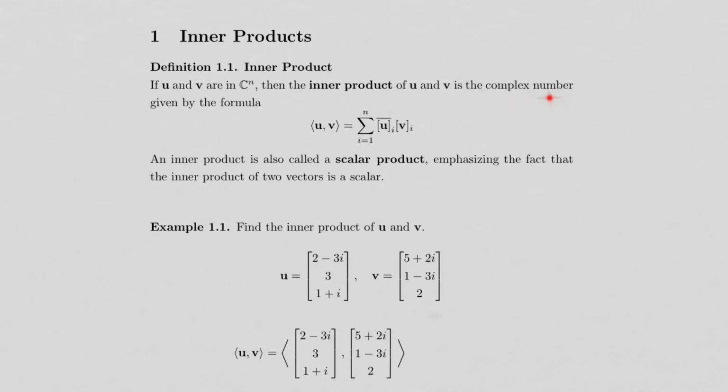We're going to get a complex number. The formula tells us to take the conjugate of component i for u and multiply it by component i for v, and then increment i from 1 to n. So we add up all these products from 1 to n, and that gives us a complex number, which is the inner product of u and v. We also call the inner product a scalar product sometimes to emphasize that it's a scalar and not a vector. So if you take two vectors and multiply them with this inner product, you get a scalar, not a vector.